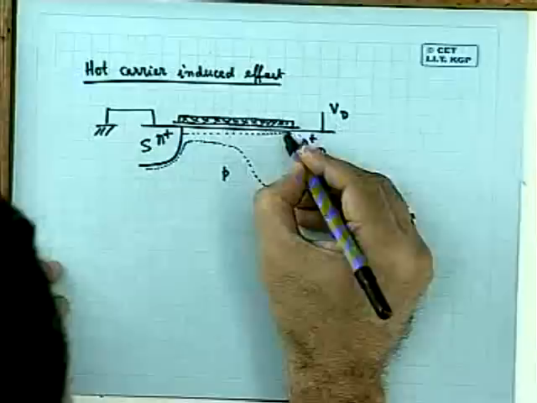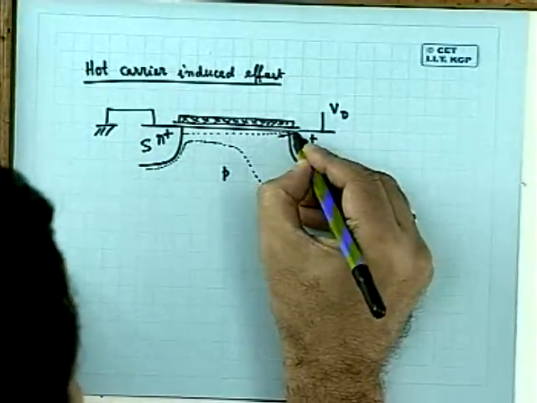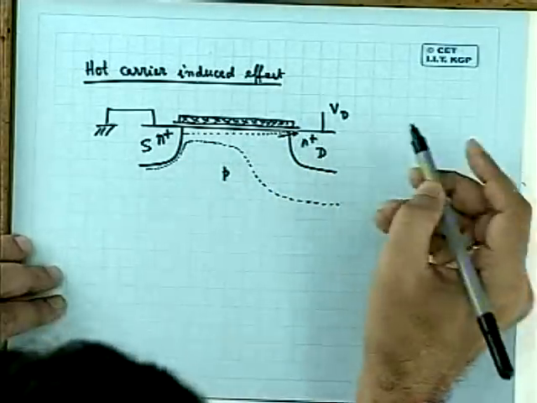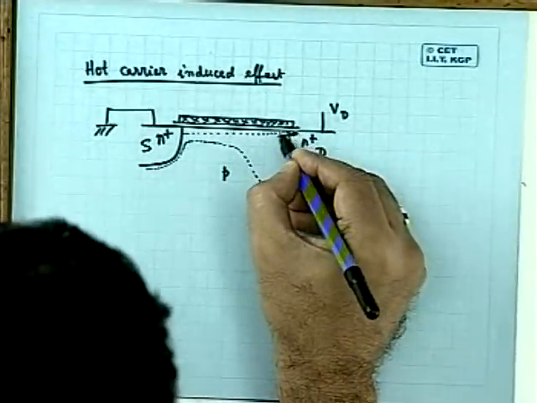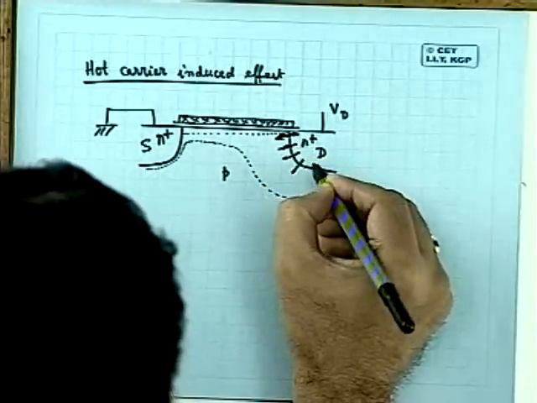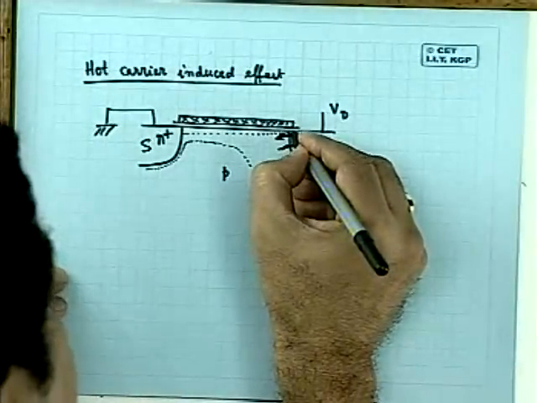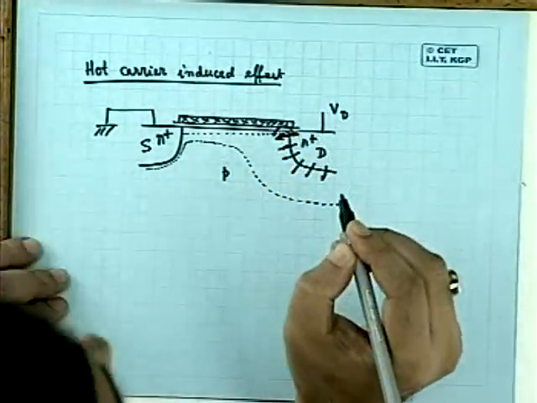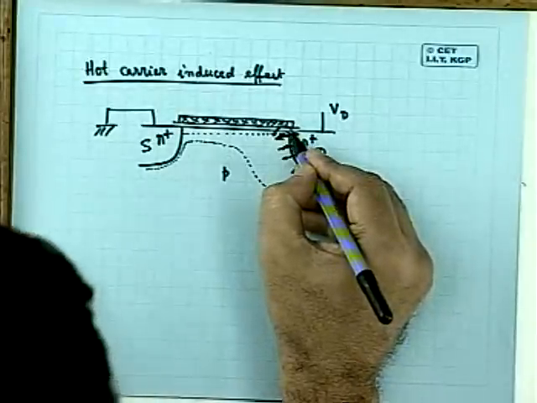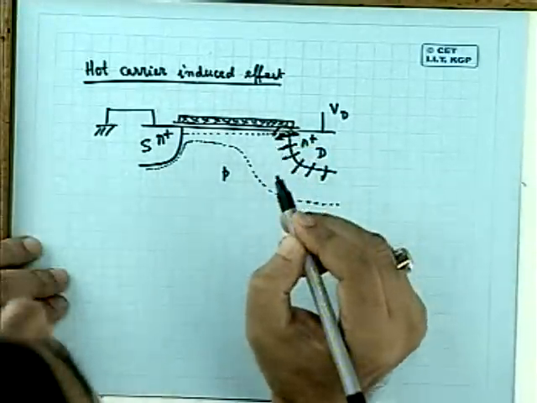And what will be the nature of the electric field in this region? One is naturally like this. What will be the direction of the electric field? Sorry, it will be like this. But because of the end effect, there will be some fringing field like this, which will penetrate through the oxide, and via the gate it will return to the substrate.